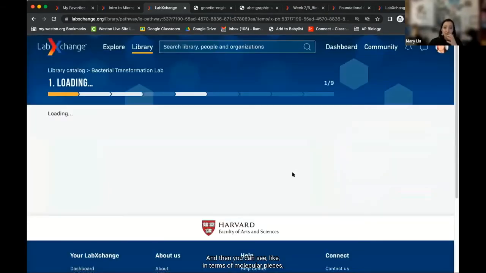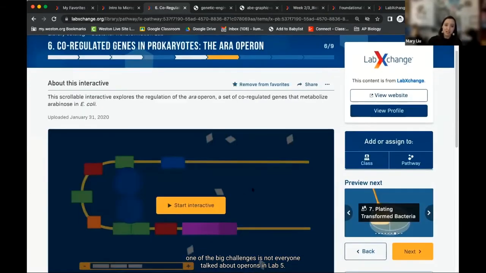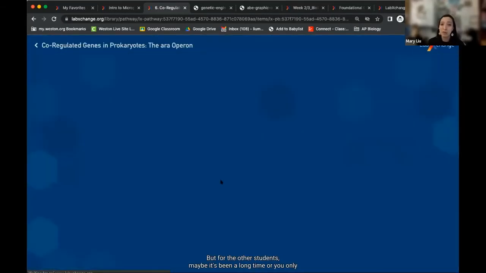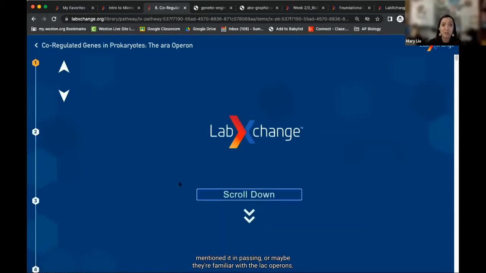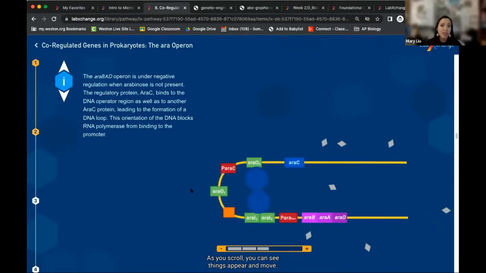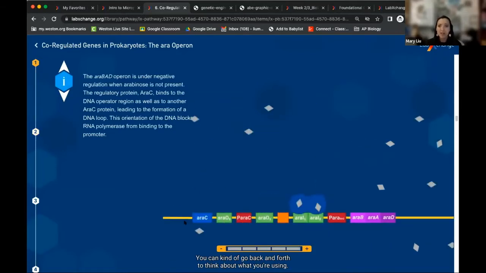And then in terms of molecular pieces, one of the big challenges is that not everyone has talked about operons in Lab 5. I know that for AP, that's definitely part of the content curriculum, but for the other students, maybe it's been a long time, or you only mentioned it in passing, or maybe they're only familiar with the lac operon. So this kind of visual support is basically an animated, scrollable activity. As you scroll, you can see things appear and move, and you can go back and forth to think about what you're using.